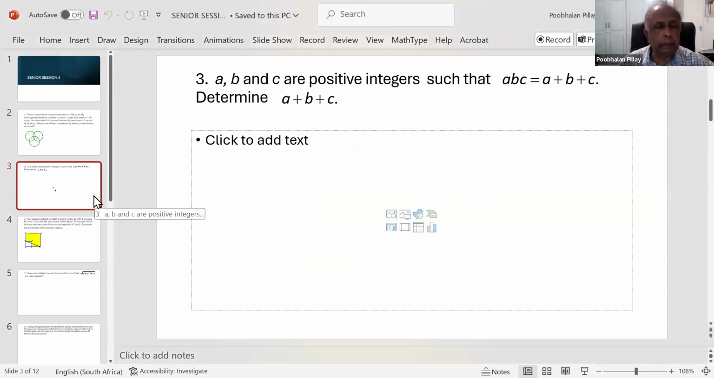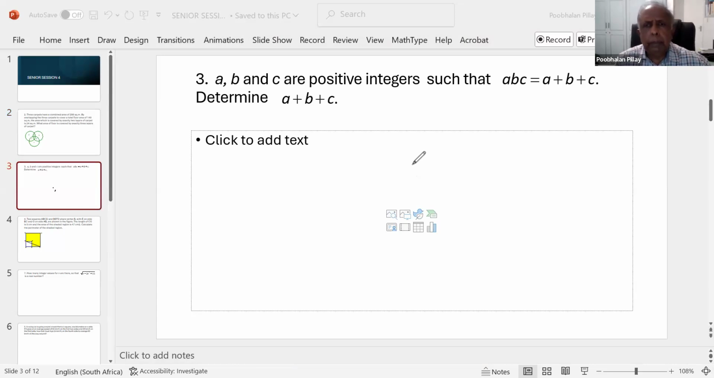All right, so you got this problem here. A, B, and C are positive integers. Okay, that's very nice. In other words, they are 1, 2, 3, 4, and so on. We've seen quite a few problems like that now, where the symbols are not random real numbers, but they are positive integers, very, very specific, such that ABC is equal to A plus B plus C. So when you multiply these 3 numbers, you will get this equal to the sum.